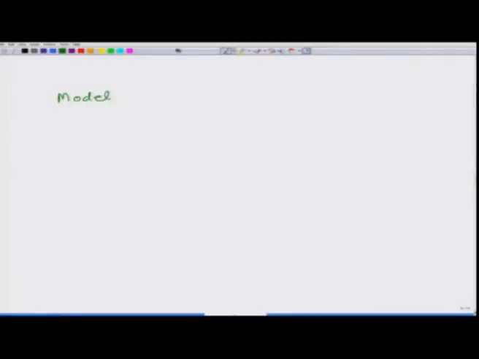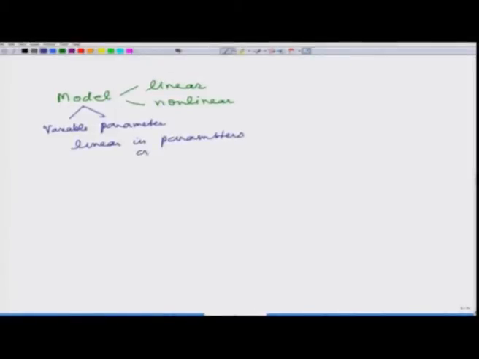Right. Okay. So now we take up another concept in the model. A model can be linear or non-linear. And you have also seen that a model has two components: one is variable and another is parameter. So now the question is, when would you call a model linear? When it is linear in parameters or linear in variables? That is the question, right?